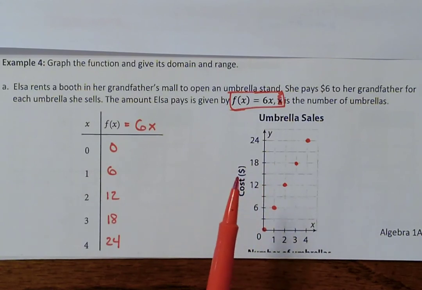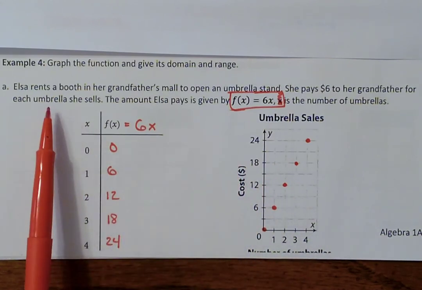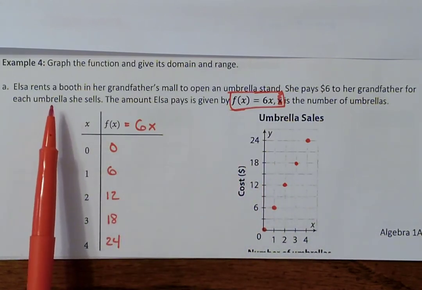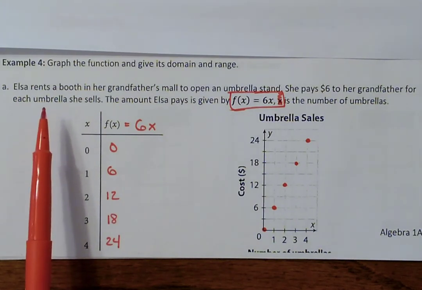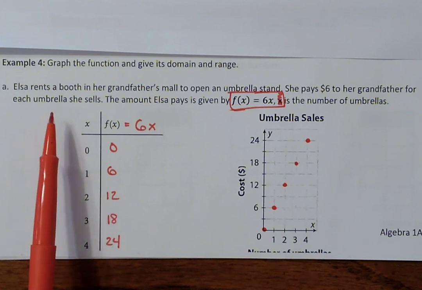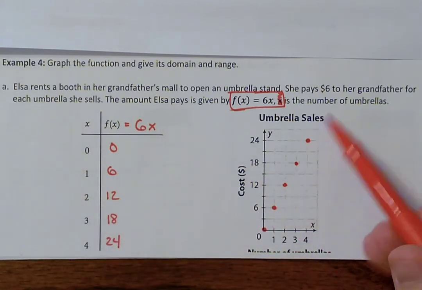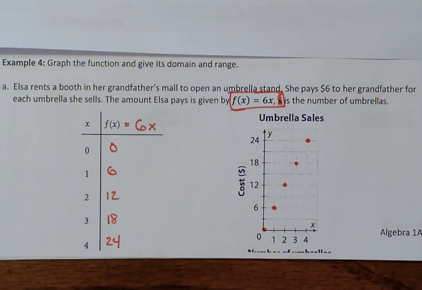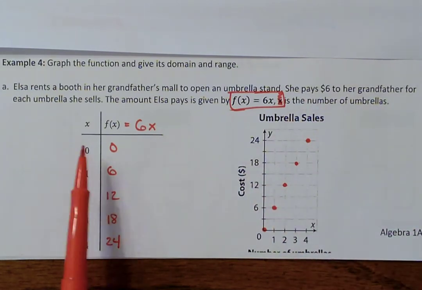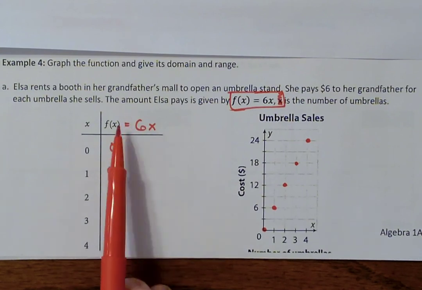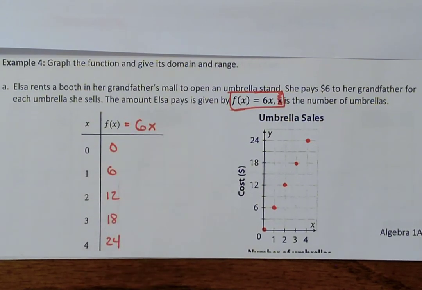Now, the question you have to ask yourself: can I sell half an umbrella? I cannot sell half an umbrella, so that means this is a discrete graph, which means it's just made up of points. So that is my final answer for this. Remember, domain is x, range is your y, and that accomplishes our work for example 4.